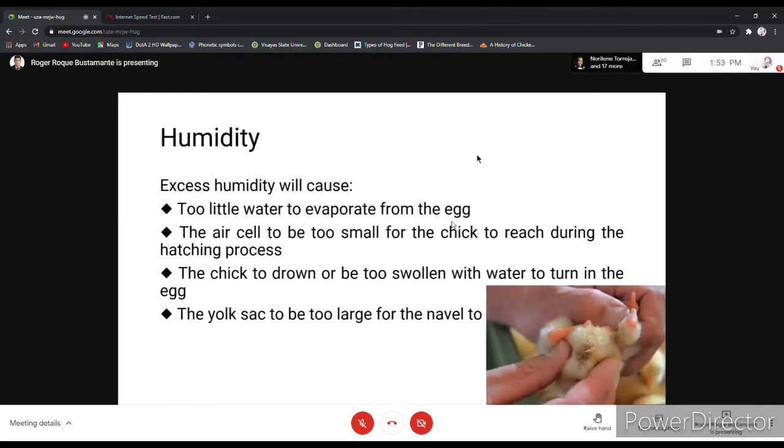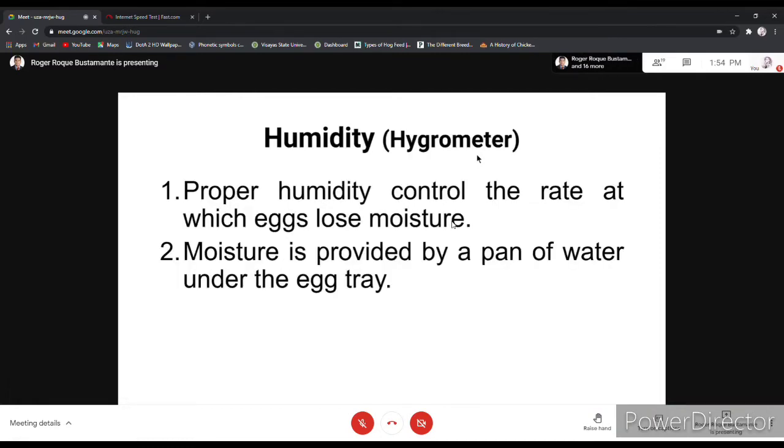Once there is excess humidity, too little water evaporates. The chicks produced are big, but weak. Okay? So both extremes, too high or too low, are detrimental to your production. So humidity control, proper humidity control, the rate at which eggs lose moisture.